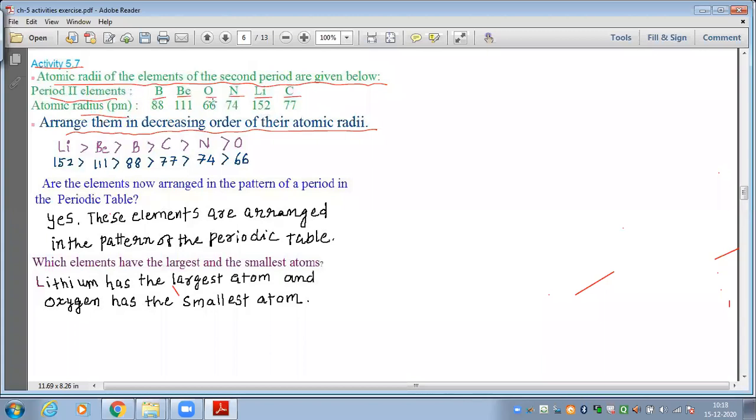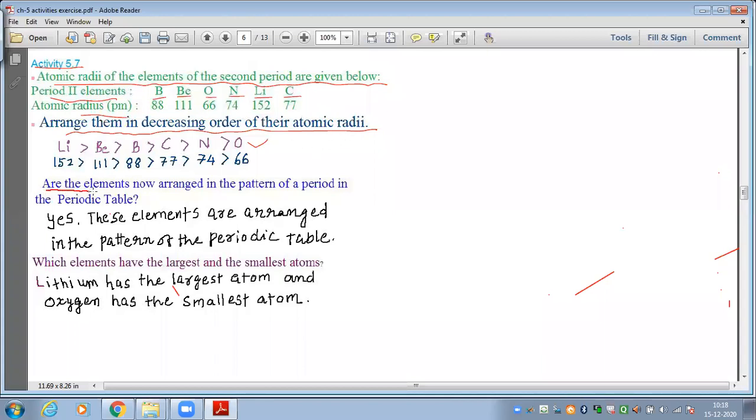So if we go into the decreasing order, we need to start with the highest and go to the lowest. When we arrange the atomic radius, 152 is greater than 111 is greater than 88 is greater than 77 is greater than 74 is greater than 66. That is, lithium is greater than beryllium is greater than boron is greater than carbon is greater than nitrogen is greater than oxygen. So this is how we can arrange them in the decreasing order of their atomic radii.